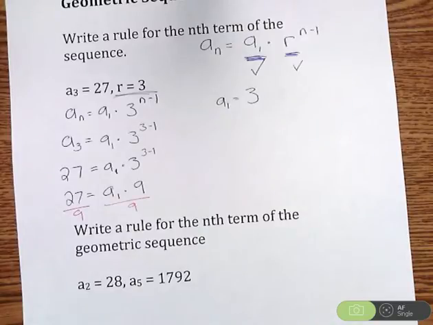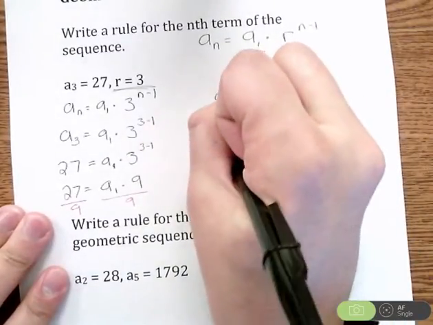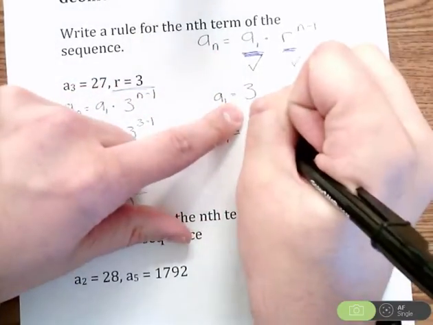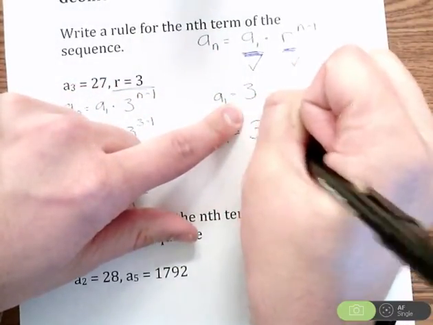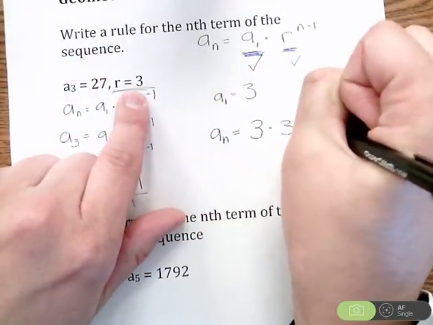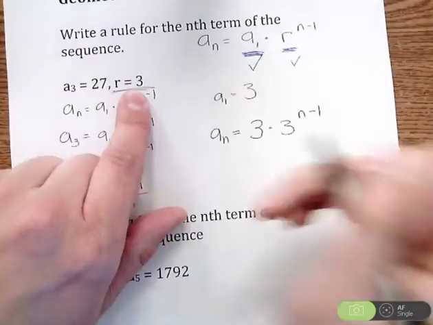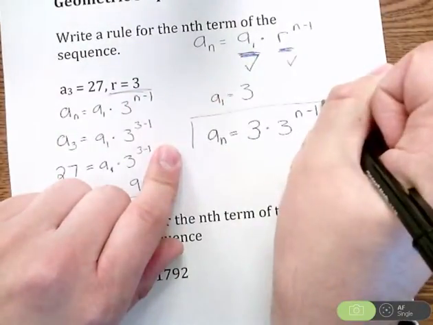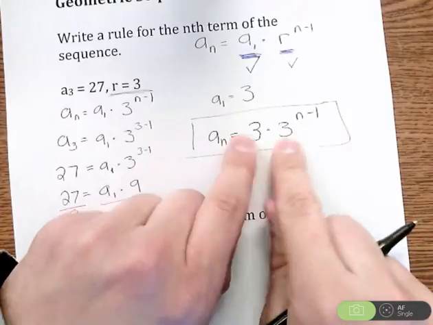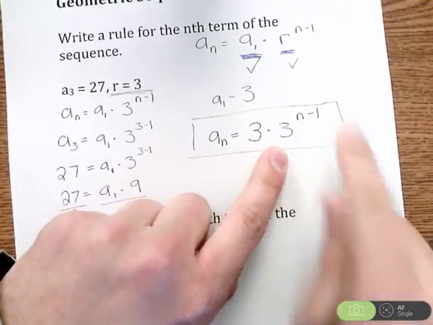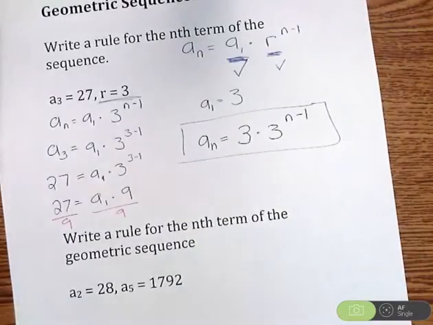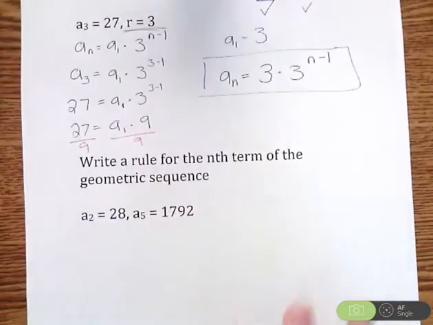So now I know r, now I know a_1, so I have both my pieces and I can write the rule. I'm going to have a_n equals, well, a_1 is 3, times r, which, hey, that's also 3, raised to the n minus 1. This is my rule. A quick note on this, by the way: don't multiply those two. The reason you can't multiply those two is because of the exponents. We have 3 times 3 raised to the n minus 1. That is our rule.